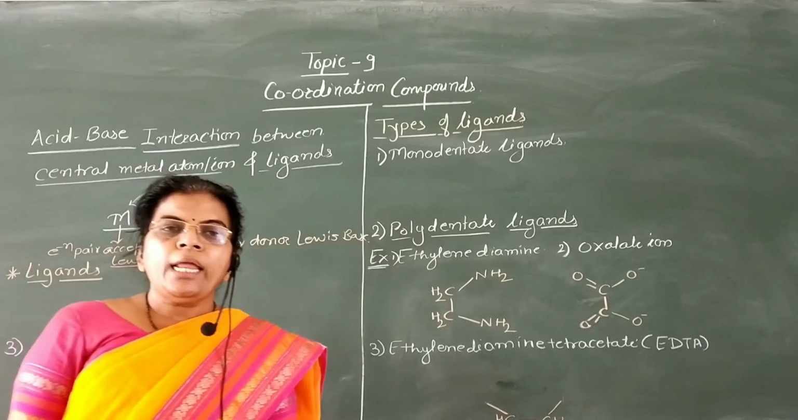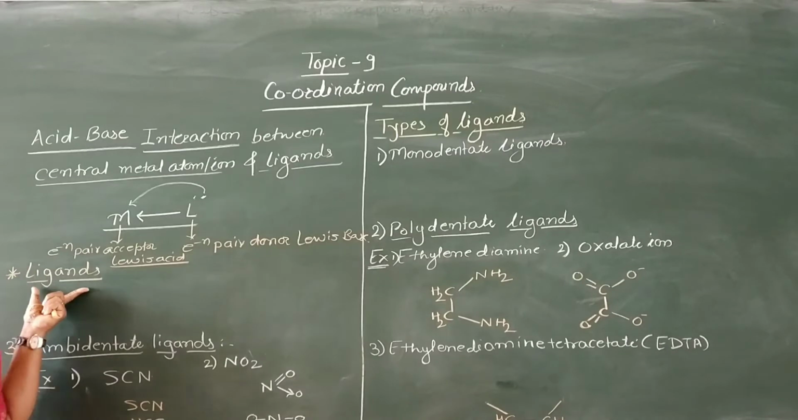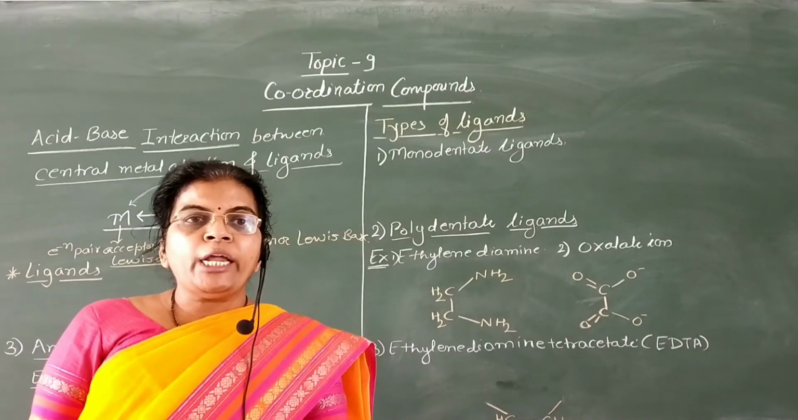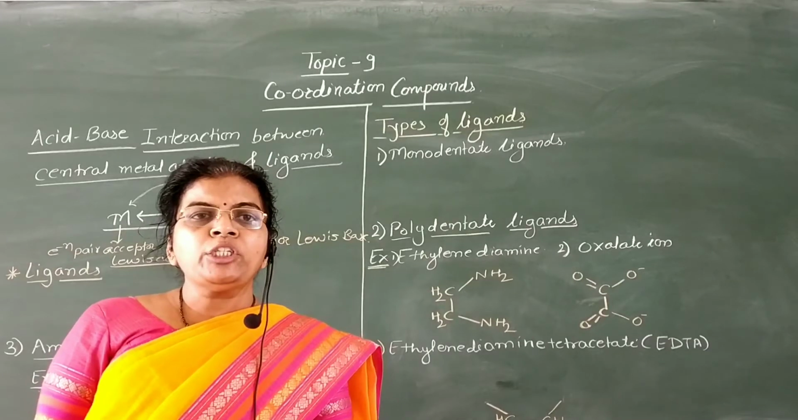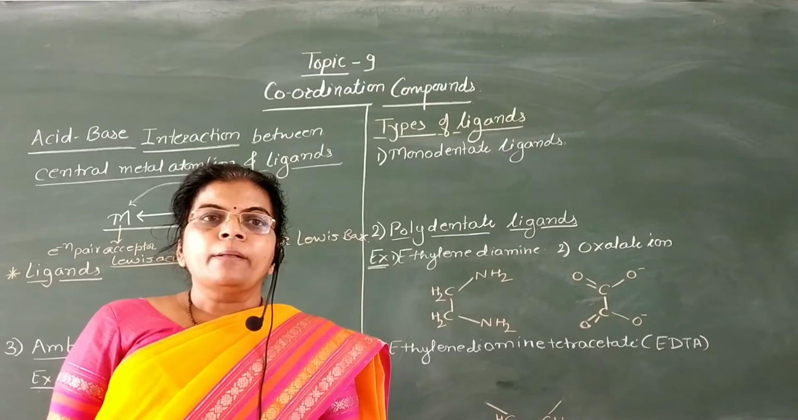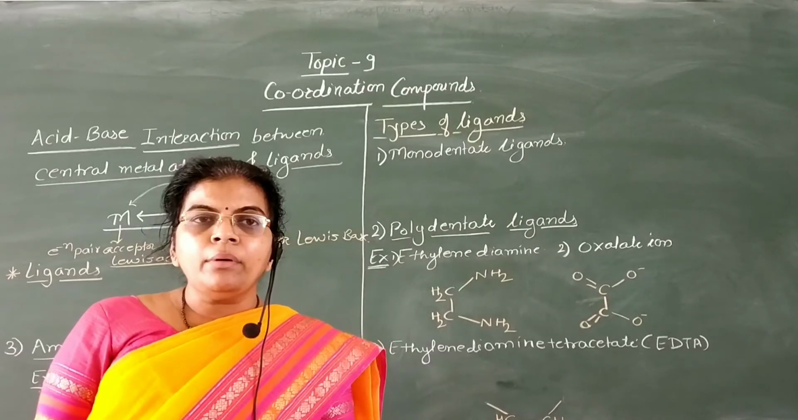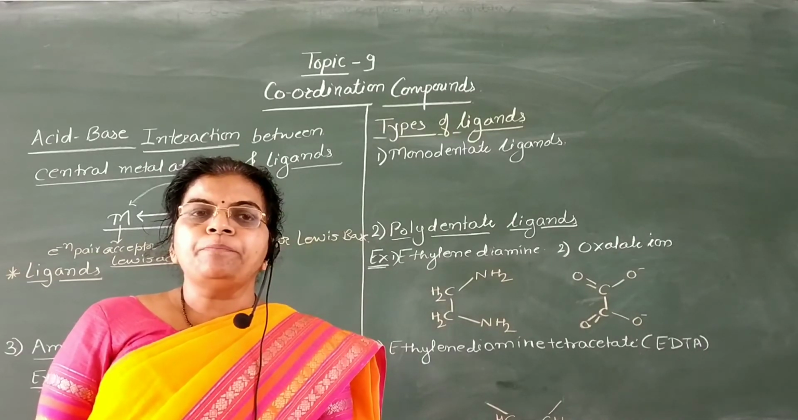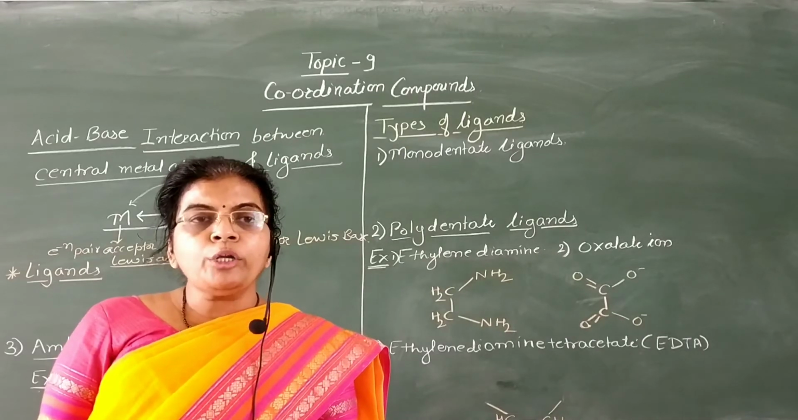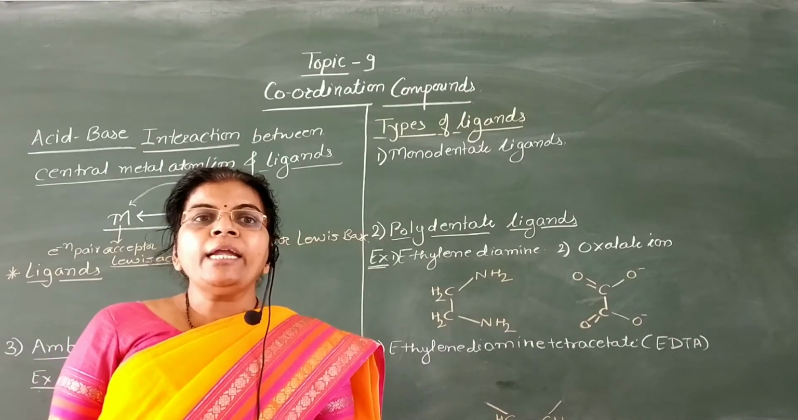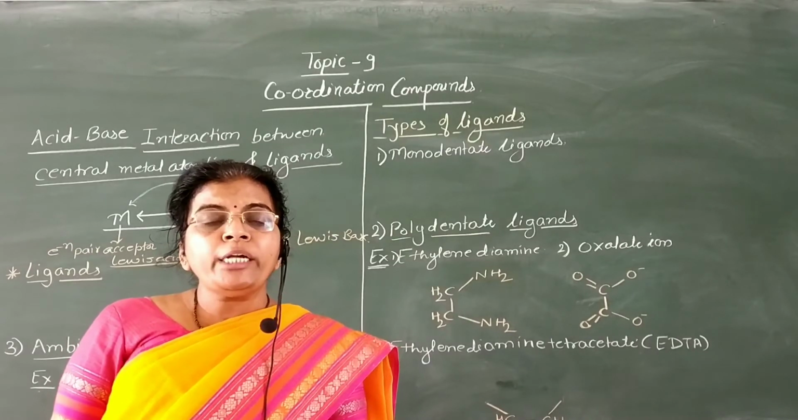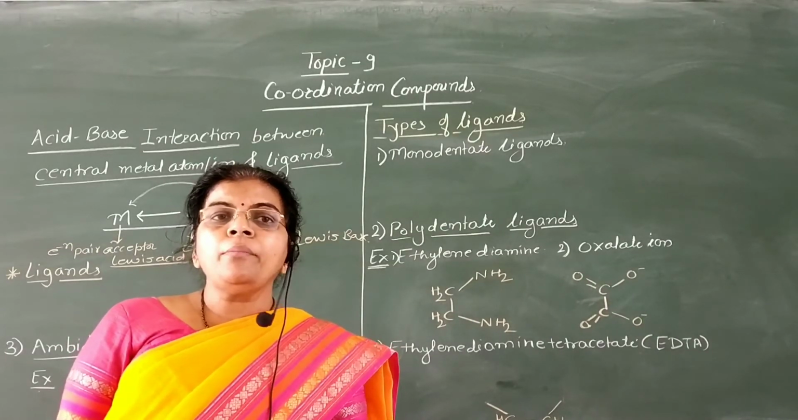Now we are going to see the next point, ligands. What is meant by ligands? The electron pair donor atom or molecule which donates an electron pair to the central metal atom in a coordination compound is called a ligand. That is, the bond between metal and ligand is nothing but a coordination bond, and this electron pair donor atom or molecule is called a ligand, which donates an electron pair to the central metal atom or ion.